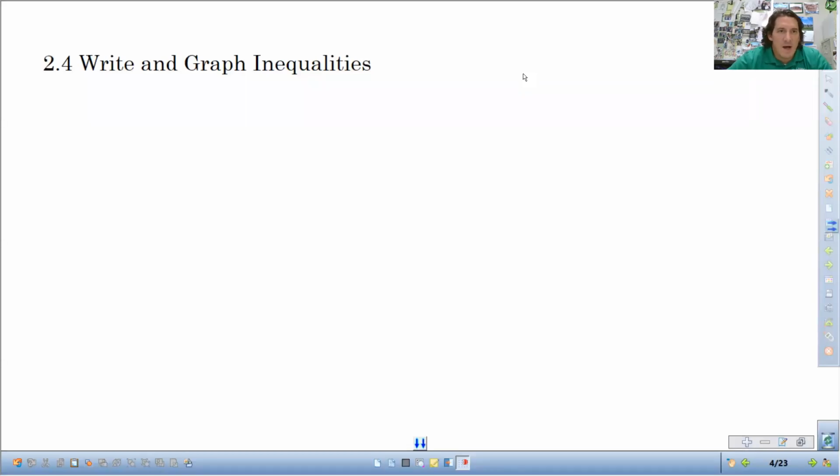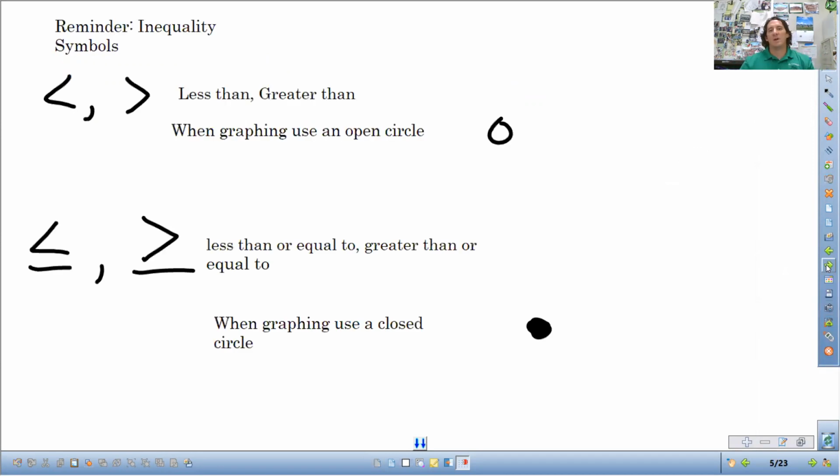All right, IM1 classes. Today, we're going to be talking about how to write and graph inequalities. First thing we need to do is talk real quick about what an inequality is. An inequality is when you have two quantities set up like an equation, but you're using one of these symbols, and instead of the two quantities being the same or equal, they are not the same, they are unequal.